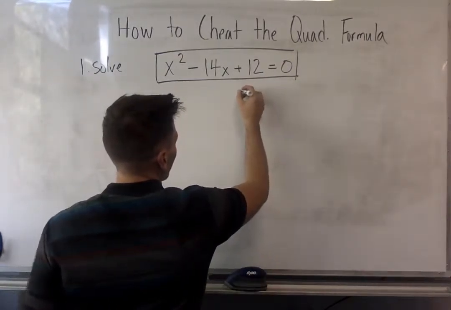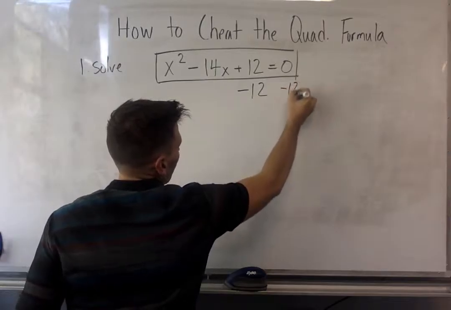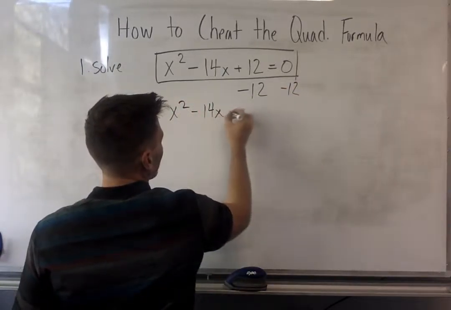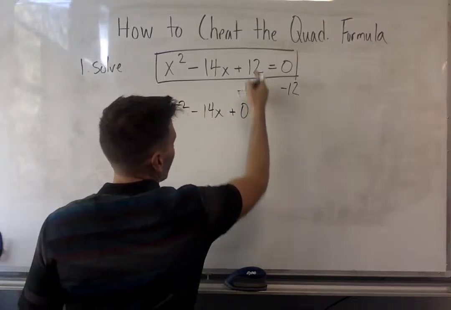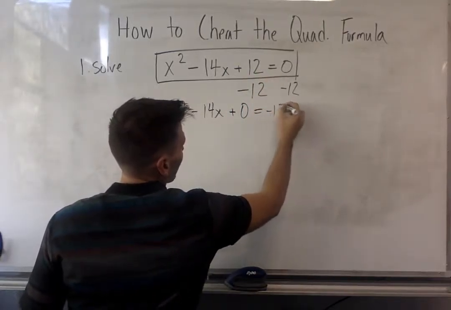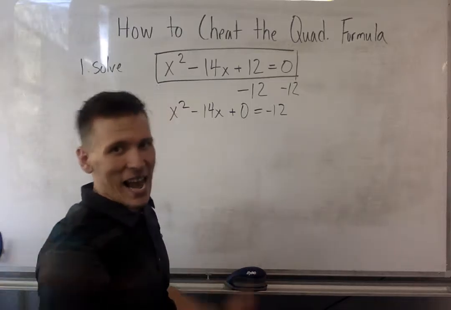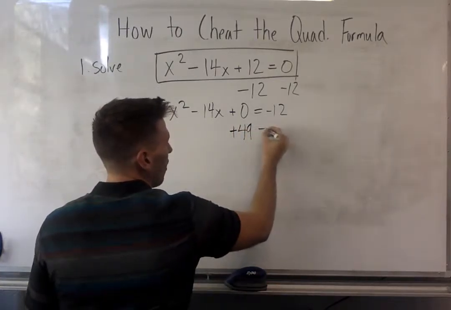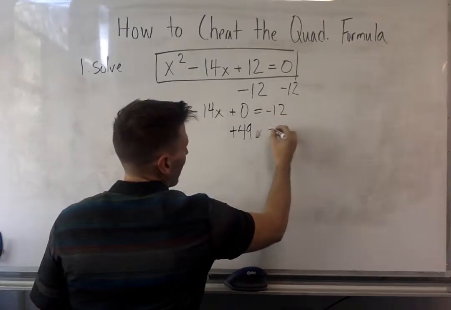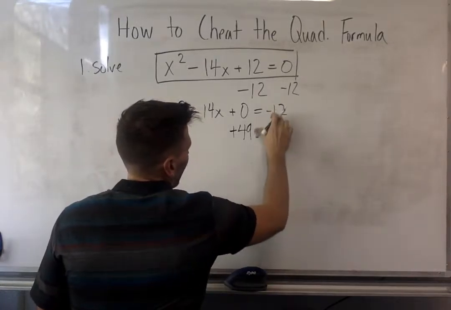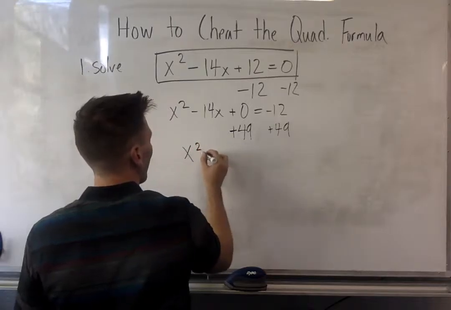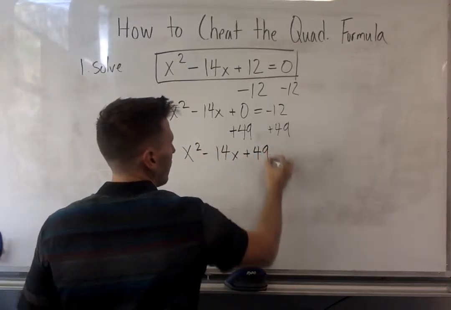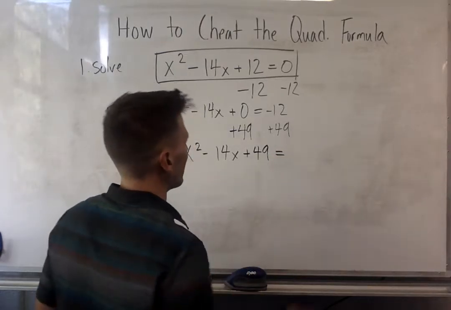The way that I fix that is I just subtract out the 12 from both sides, and I get x squared minus 14x plus 0, because 12 minus 12 is 0, is equal to negative 12. And now I can just add back in what I want that thing to really be. I wish that it were 49, so I will add 49 to both sides. That means that I have x squared minus 14x plus 49 is going to be equal to 49 minus 12.